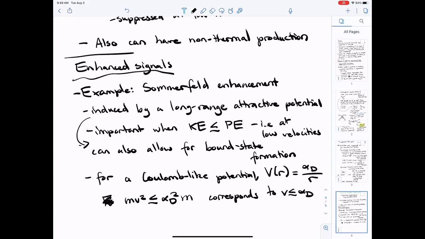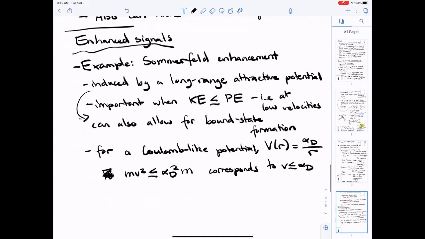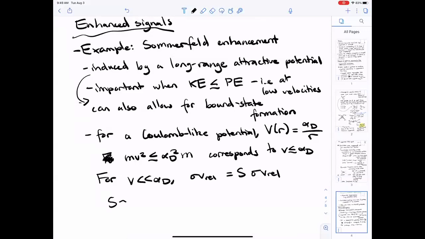So this is my kinetic energy is less than potential energy criterion. The Sommerfeld enhancement turns on at that point, and once this criterion is satisfied, the cross section just gets enhanced. I guess I don't need the thermal average here. The cross section gets enhanced by a factor S, where S is approximately given by 2π α_D divided by v_rel. So it's a 1 over v scaling at low velocities, and that's for S-wave.